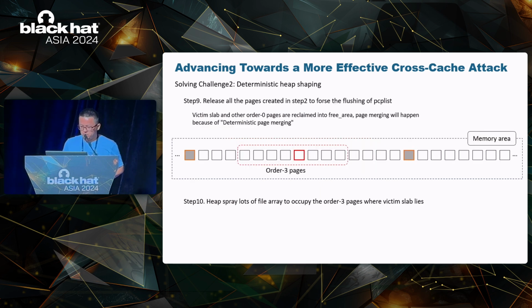In step 9, release all the pages created in step 2 to force the flushing of PCP list. After this, because the victim slab and other order 0 pages are reclaimed into free area, page merging will happen because of deterministic page merging. Since the order 0 page of victim slab has been merged into our order 3 page, we can heap spray lots of file arrays to occupy these order 3 pages and finish the cross-cache.